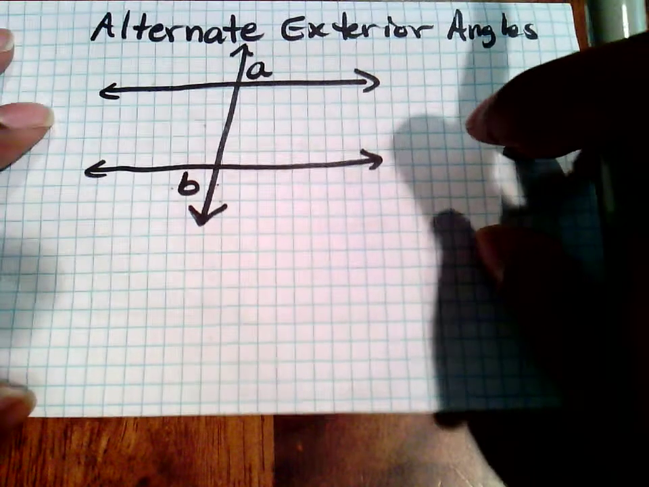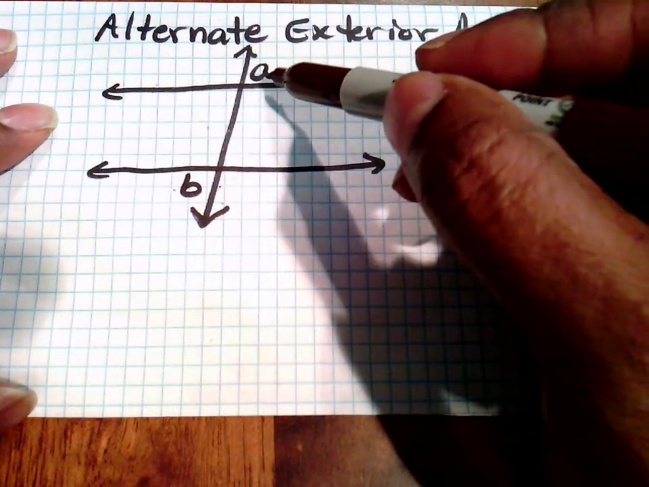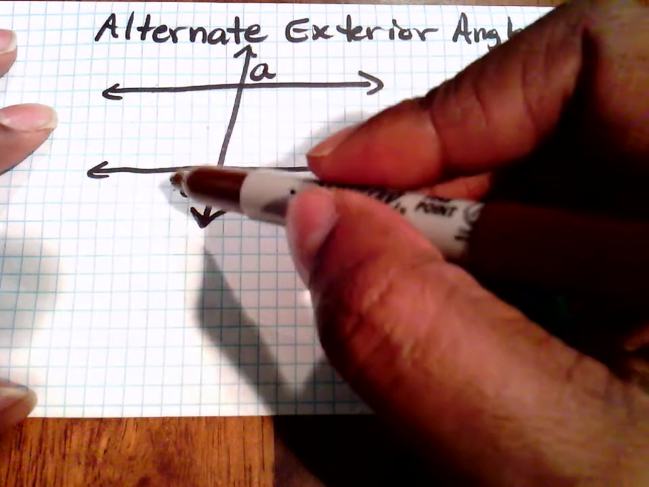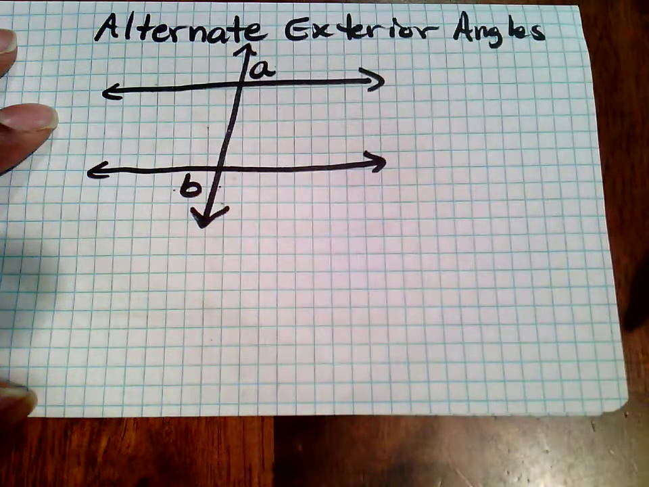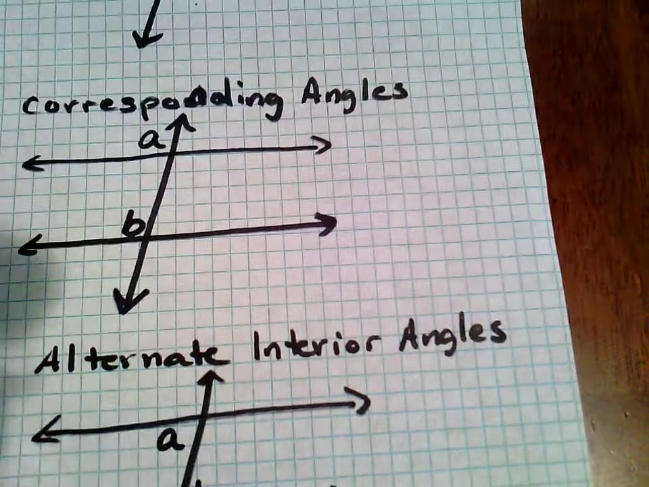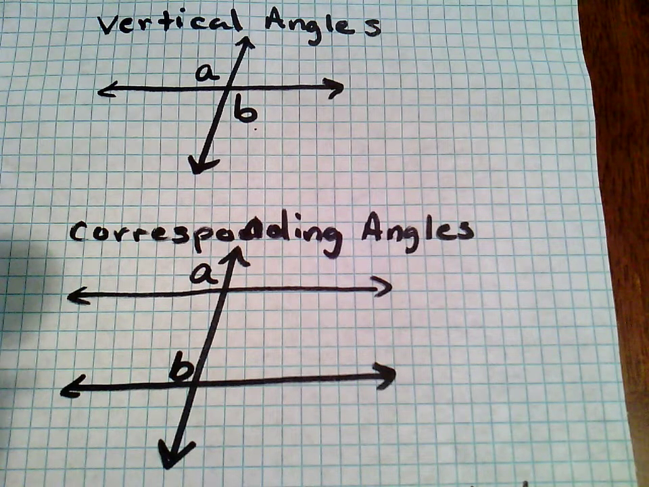And last but not least, alternate exterior angles, we look at our angles outside the parallel lines that sit across from each other on the outside. So there you have it. That's how we identify angle relationships when parallel lines are cut by a transversal.